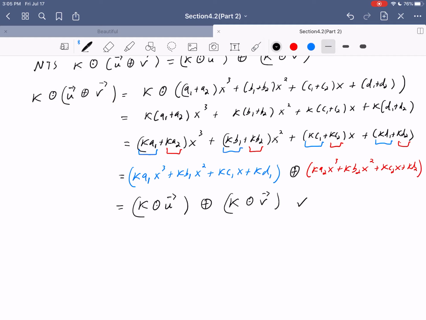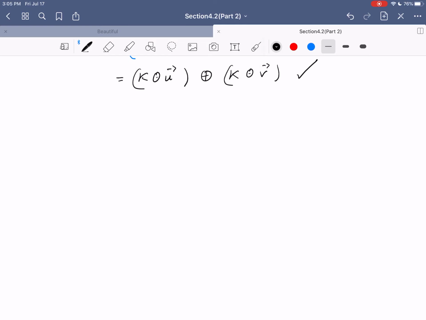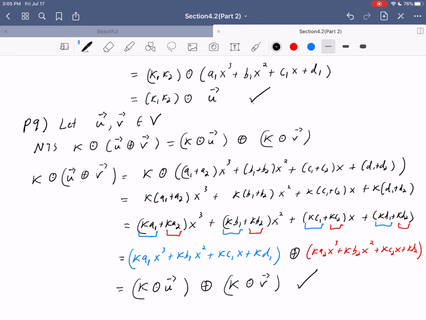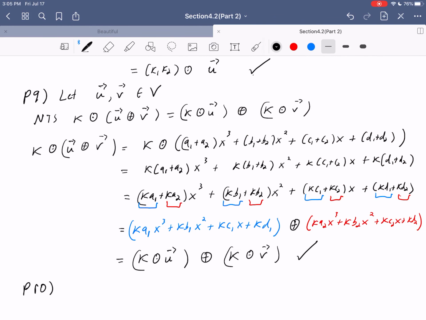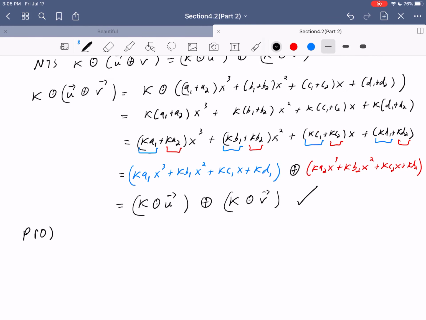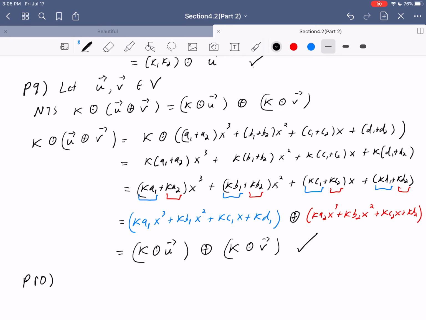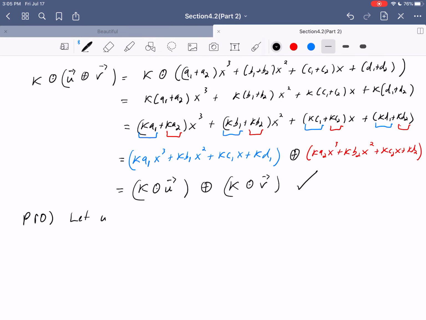So we've proven the first distributive property. All right, we have one last property to finish this up. We've got to do property 10, which says that normal addition distributes over scalar multiplication. So for P10, we only need a single vector, so we're going to let u be an element of V.